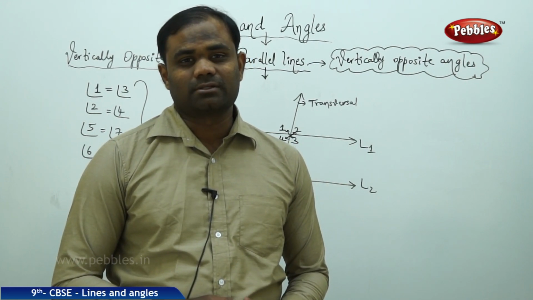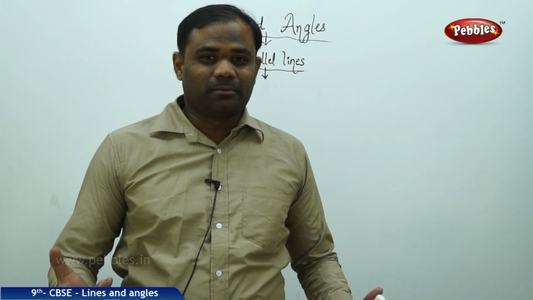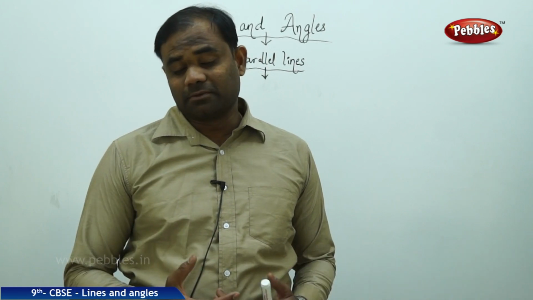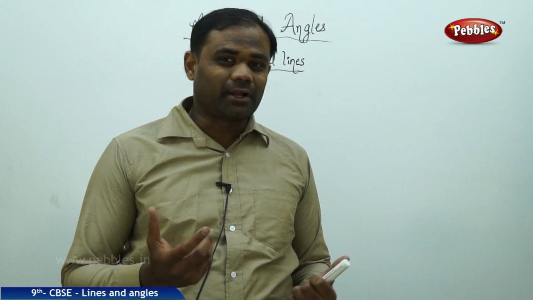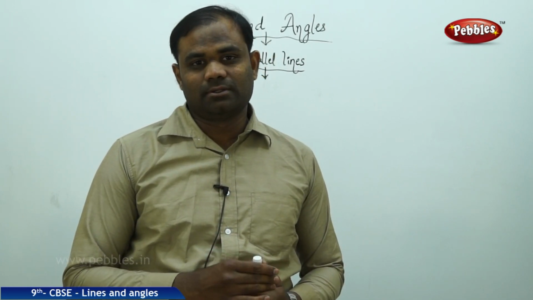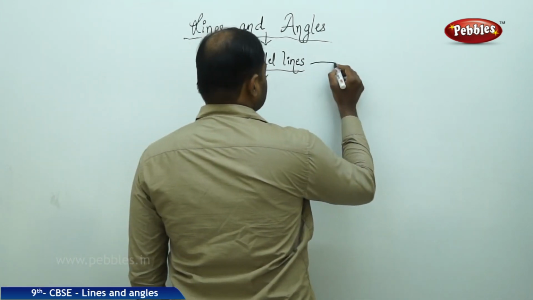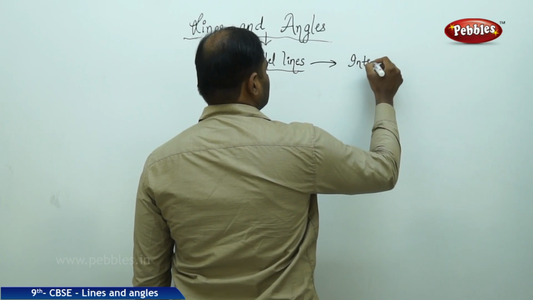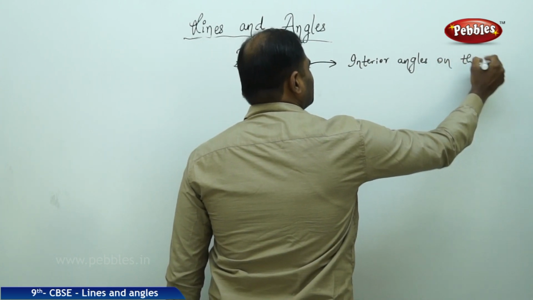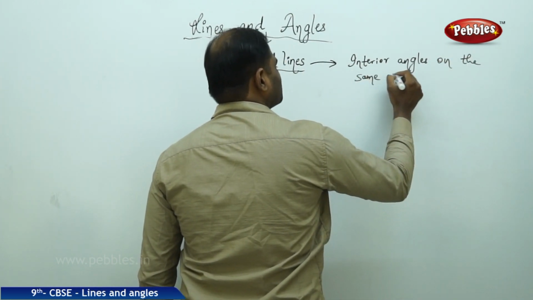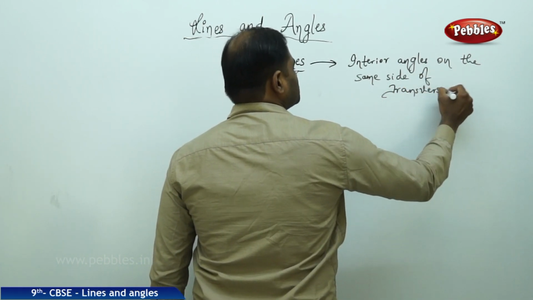Interior and exterior angles connected with parallel lines. Now that we have discussed various properties connected with two parallel lines and the transversal, now comes the most important property called interior angles on the same side of the transversal. Let's see how this plays a vital role. Interior angles on the same side of transversal.